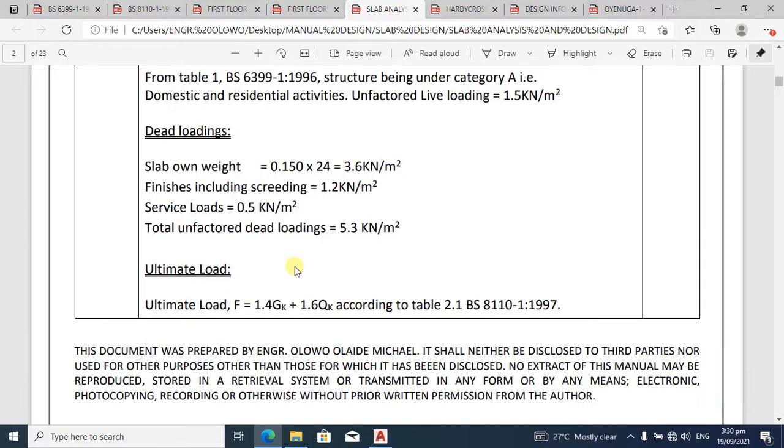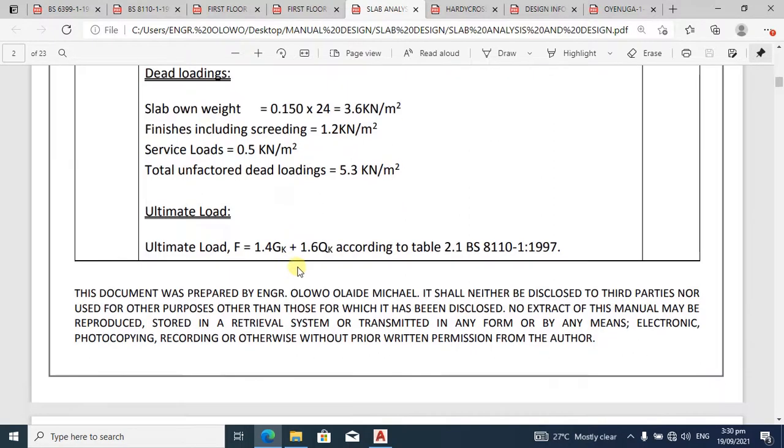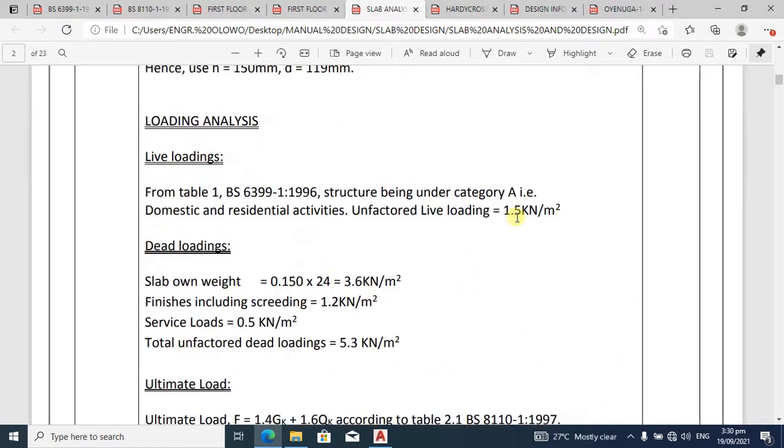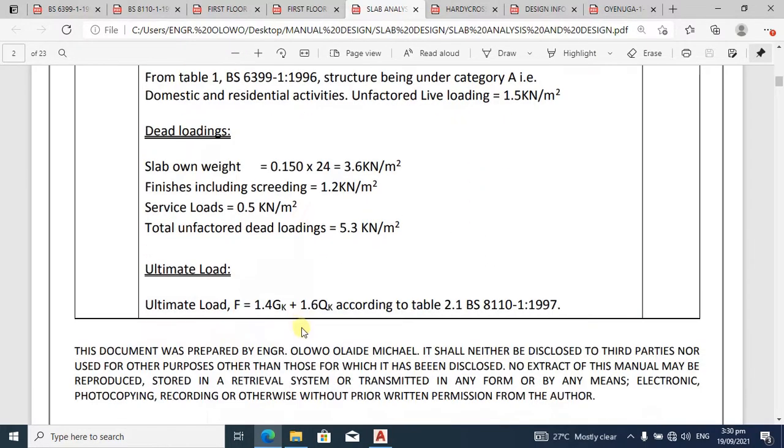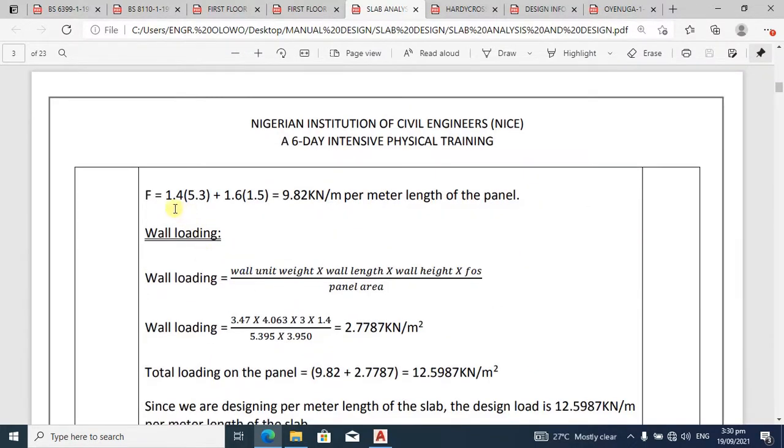Now the next thing is to calculate the ultimate load on the panel. What is the ultimate load on the panel? This is the formula: F is equal to 1.4 GK plus 1.6 QK. What is GK? GK is the total unfactored dead loading, while QK is the unfactored live loading, which we have gotten to be 1.5. So from here we can now calculate the value of the ultimate loading on the panel. So we have 9.82 kilonewton per meter.